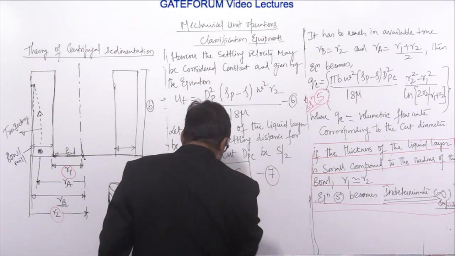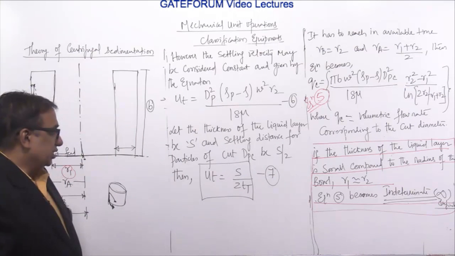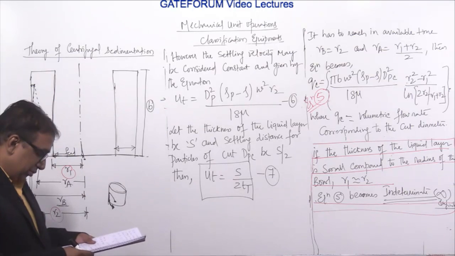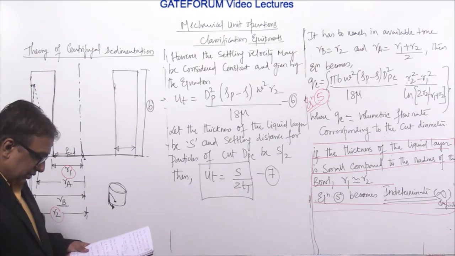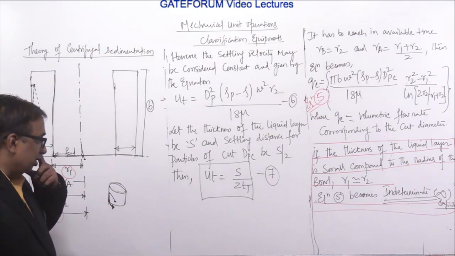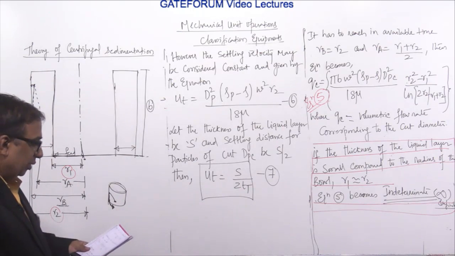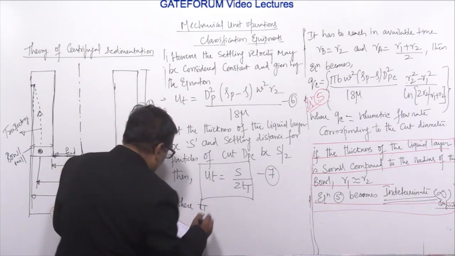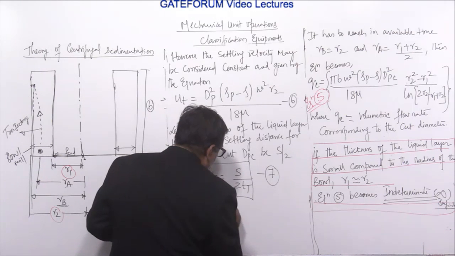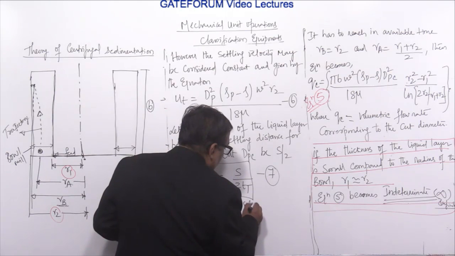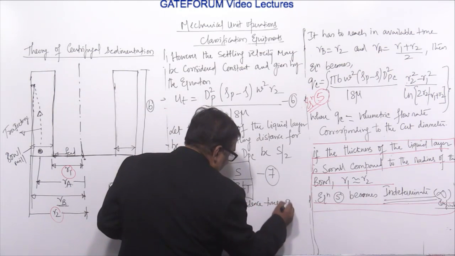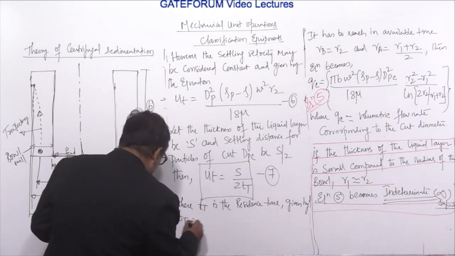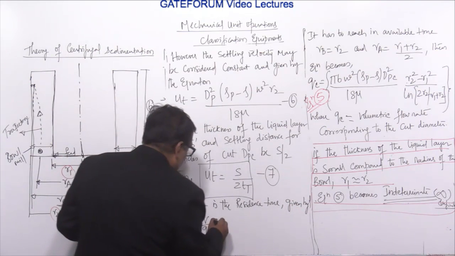This is another very, very important point. S is the thickness and t is the time, so that is meters per second. Then it will become the settling distance over time. Then ut will become the terminal velocity of that particular material, where Tt is the residence time, given by Tt is equal to V by Qc.